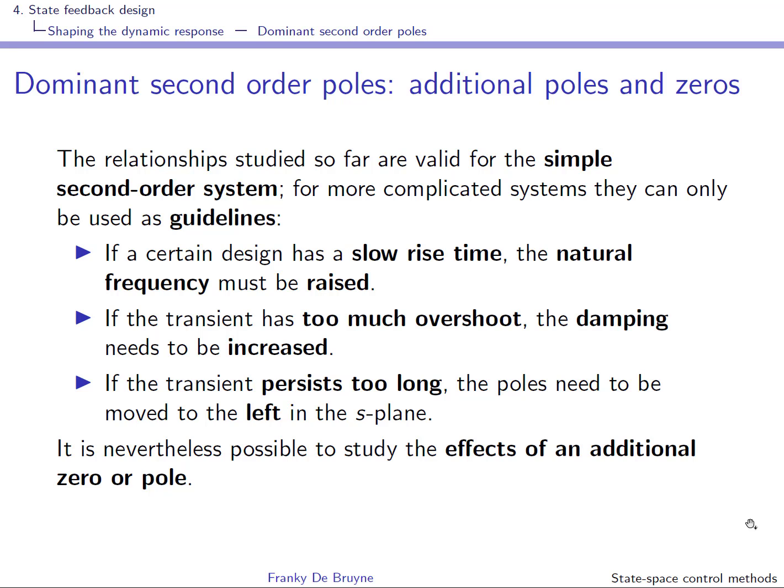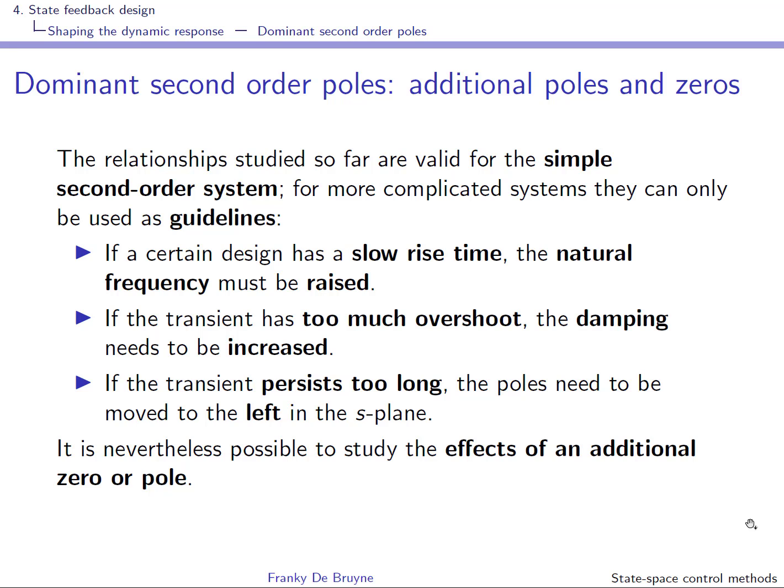Well, what you have seen previously is of course valid for the simple second order system, which means that you would have only two dominant poles to place, and we forget about additional poles and additional zeros. So in reality things become a little bit more complicated, but what we have seen here can still be used as a guideline. So if you have a certain design and you see that the rise time is too slow, what you should do is increase the natural frequency of the dominant poles.